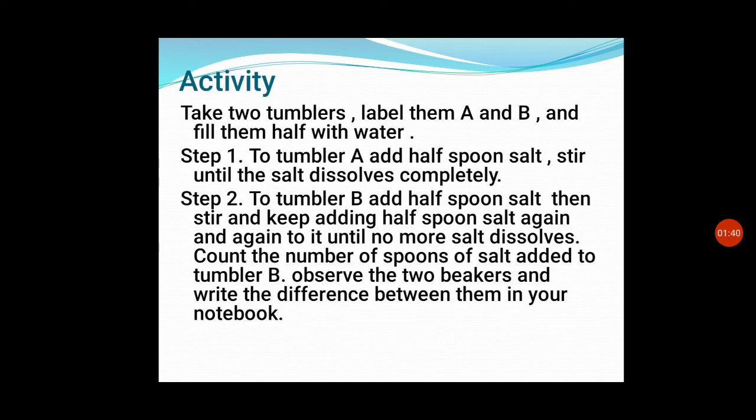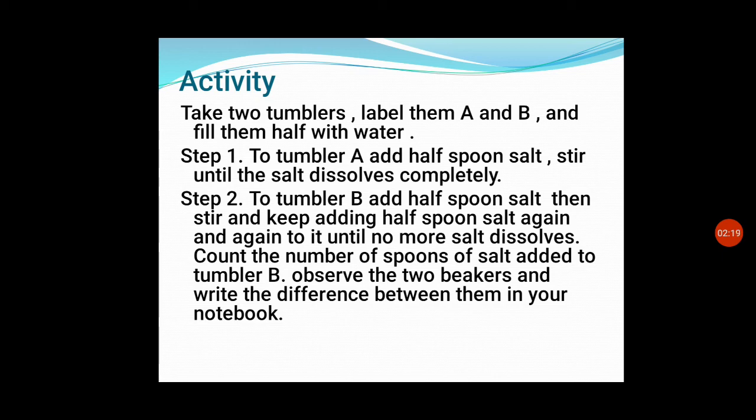Now, this activity you have to perform at home. It's very simple. You have to take 2 tumblers. You can label them A and B and fill them half with water. Fill the same quantity of water in both the tumblers. Then step 1, to tumbler A, add half spoon salt. Stir until the salt dissolves completely. Step 2, to tumbler B, add half spoon salt, then stir and keep adding half spoon salt again and again.